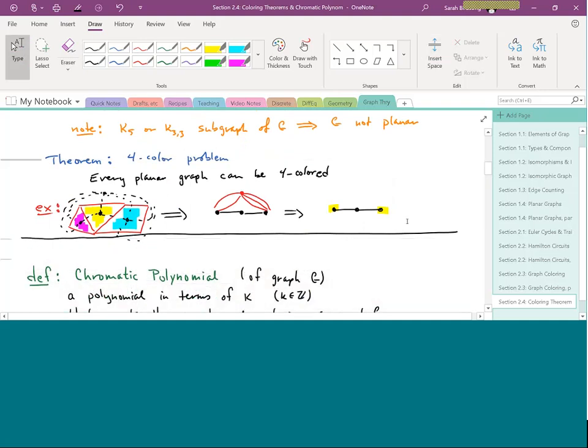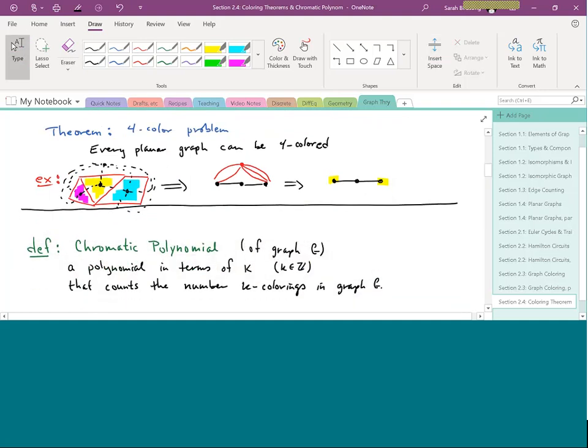All right. So the chromatic polynomial of some graph is an actual polynomial that you build. Okay. So it's a polynomial in terms of k, where k, in terms of its domain, is just some integer. It's typically going to be a positive integer, and specifically that k is the number of k colorings you can have. So the k is the number of colors that you could use in the graph.